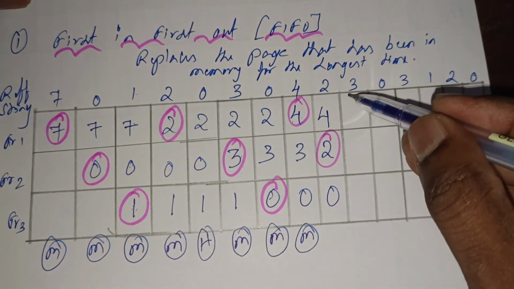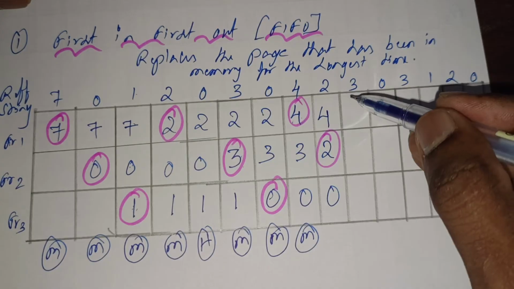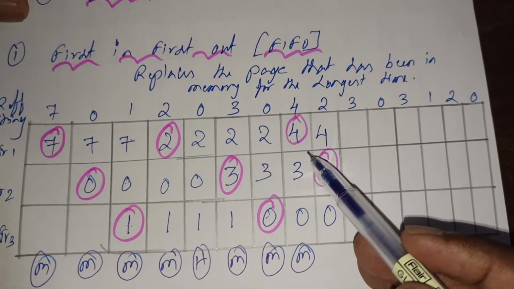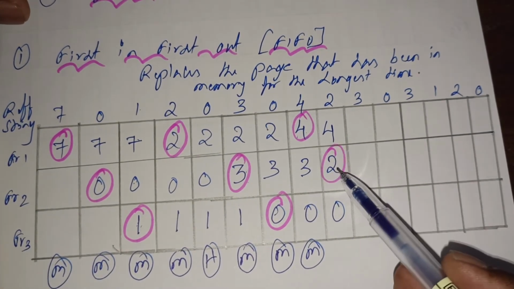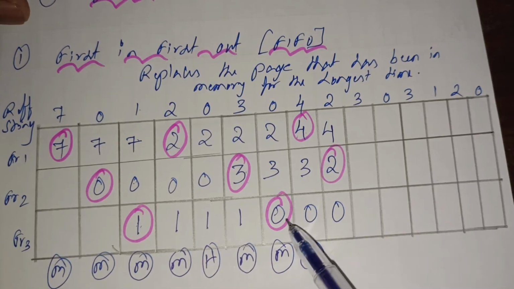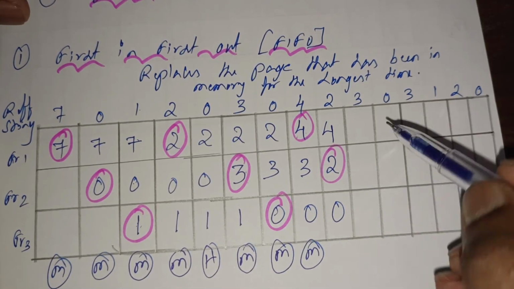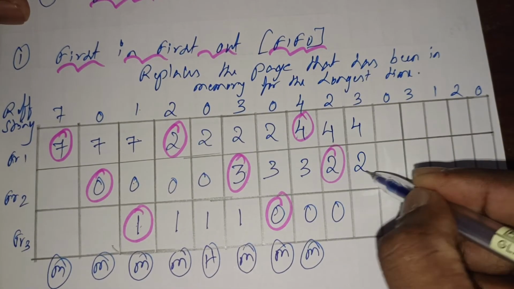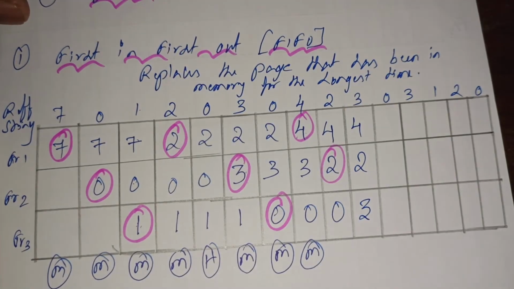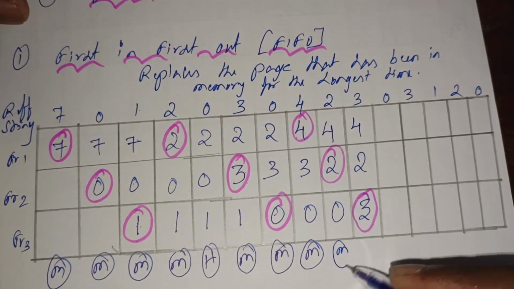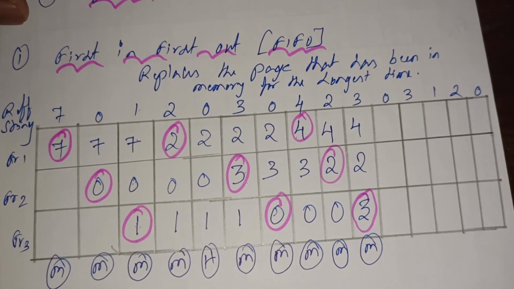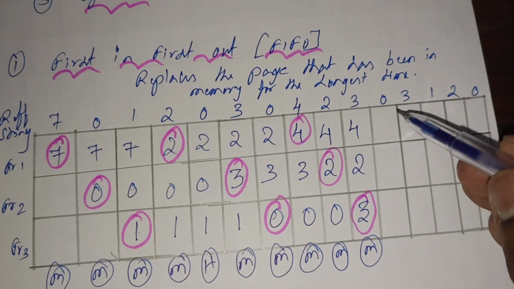Next, 3 is coming inside. Now which frame has to be replaced? You can check it here. 4 is staying here, 2 has just arrived, and 0 is staying here for the longest period of time. So we get 4, 2, 3, and 0 has been replaced. Here also it is a miss. Here also it is a miss. Next, 0 is requested by the CPU.